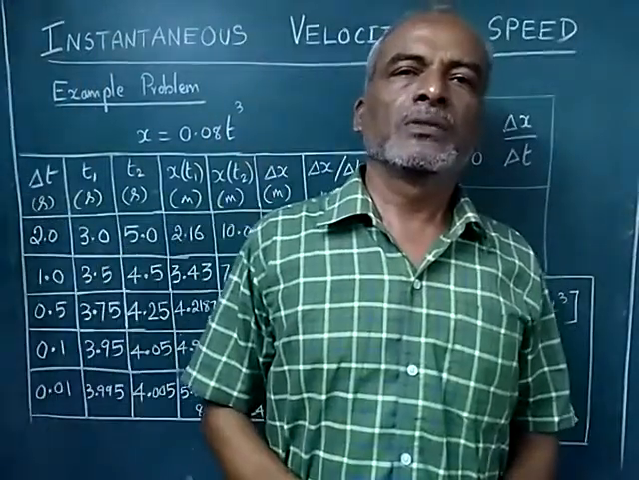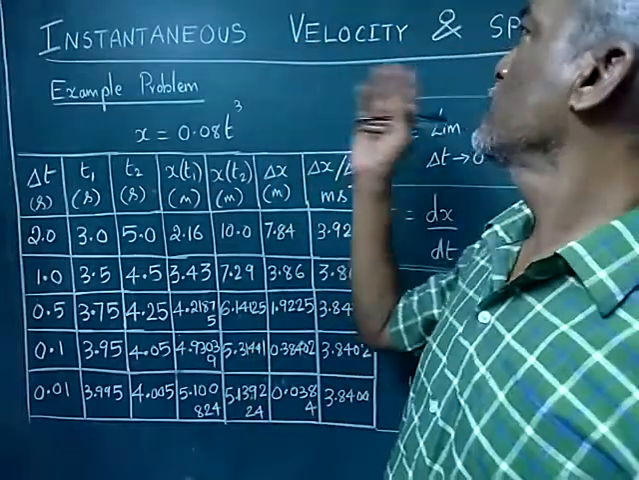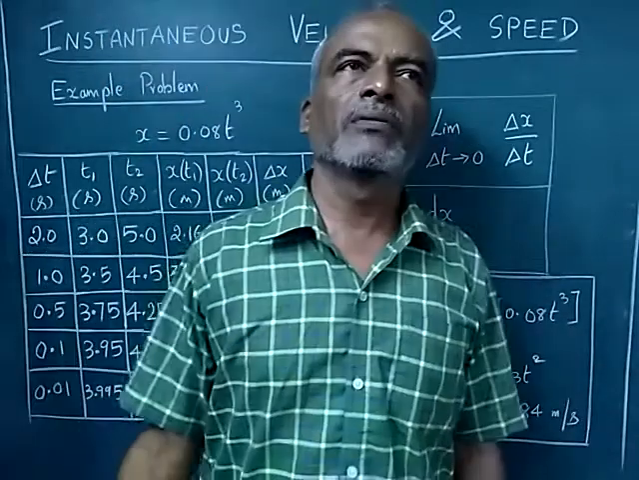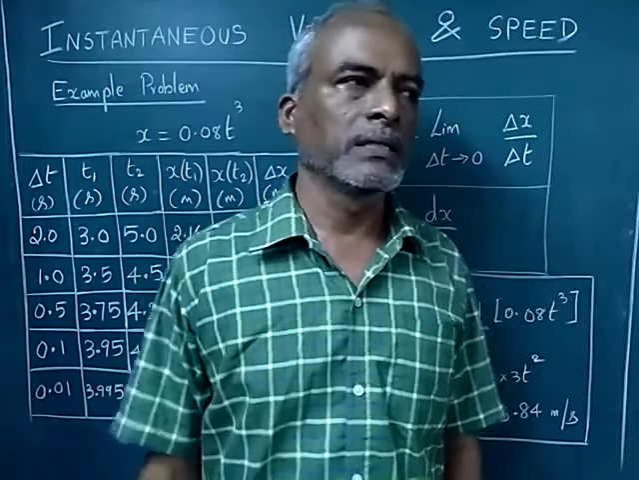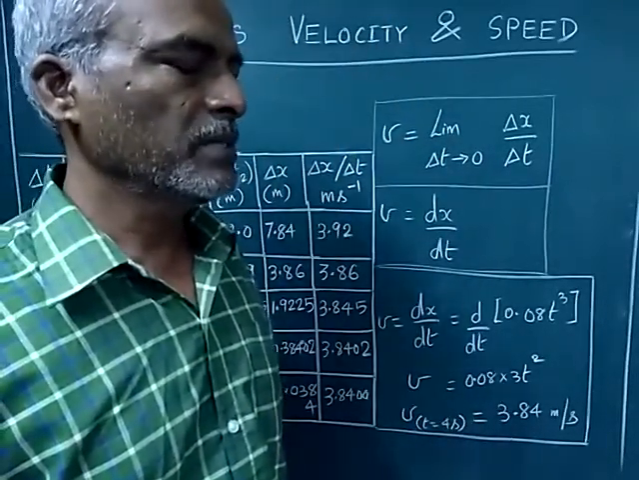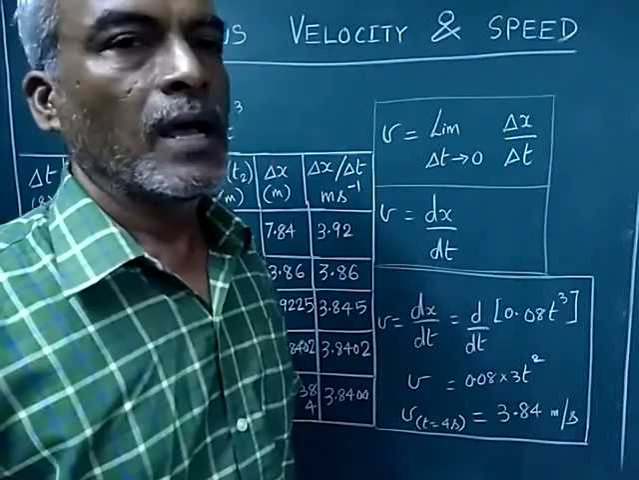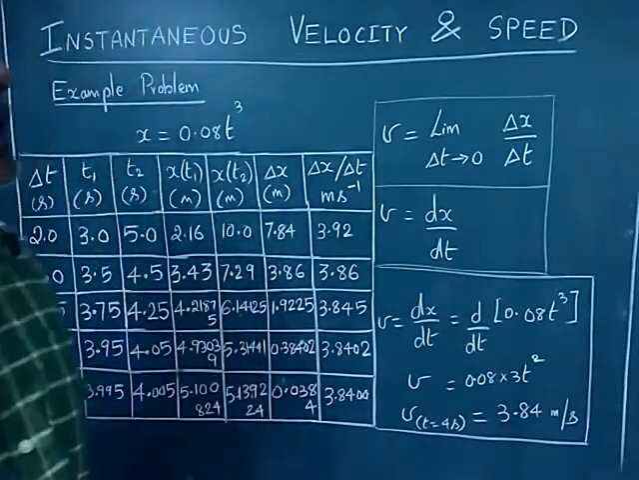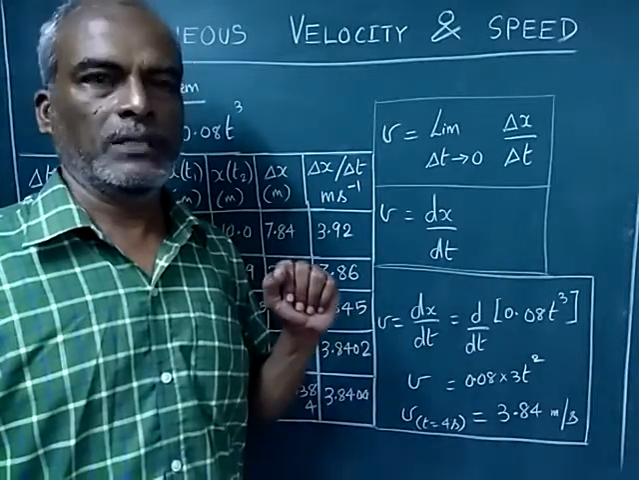Hello viewers, today we are going to see instantaneous velocity and speed. We have covered average velocity and average speed. The drawback with that system is that as a whole we get the average velocity, but we don't know what the velocity is at a particular instant of time.